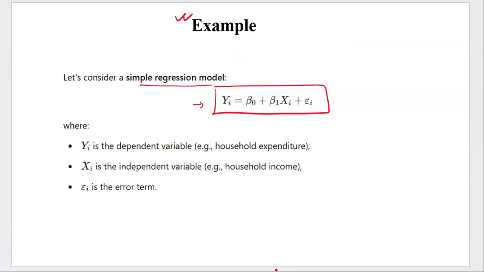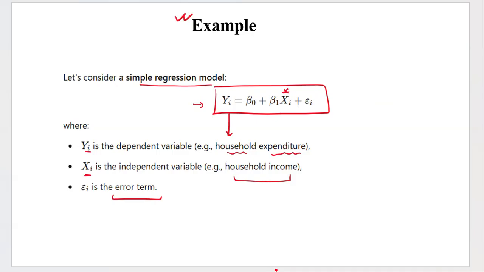Now, what happens is that suppose this yi is the dependent variable, which is the household expenditure. Suppose, for example, we are denoting this yi variable as the household expenditure, and this xi is the independent variable, which is household income. So what this model says is that your household expenditure will be dependent on the household income. That is the simple model, and epsilon i is the error.